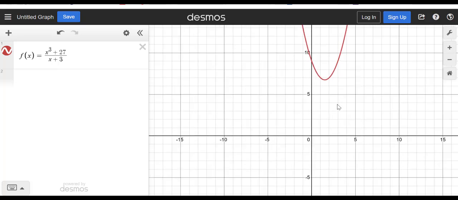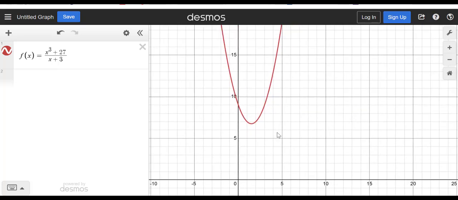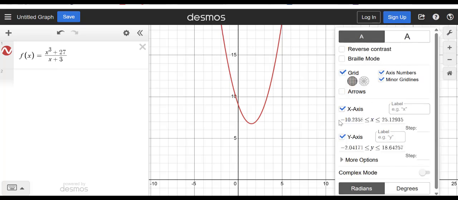If you have a wheel in the middle of your mouse, you're scrolling, I can use that. Or I can also go up to the top right-hand corner where it says graph settings, and I can manually change my x and y axis here, as well as any steps, which are how it's going to count, just like I would do on my graphing calculator.